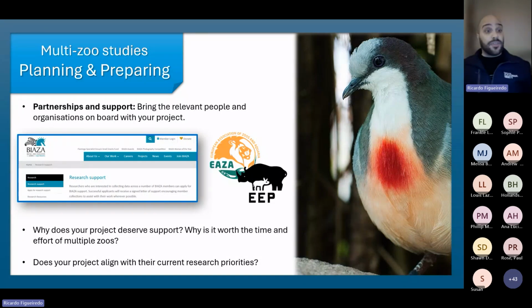And there are other examples, not just this. The BIAZA Research Committee's endorsement will be at the BIAZA level, but for example, at the EAZA level, you'll have the European ex situ program coordinators for different species, and the coordinators of those programs will be able to support your project and also ask individual zoos that are part of that EEP to support your project, if they are on board with it. So again, it's very, very important to engage and communicate with the relevant people so you can bring them on board with your project and you can get that support.